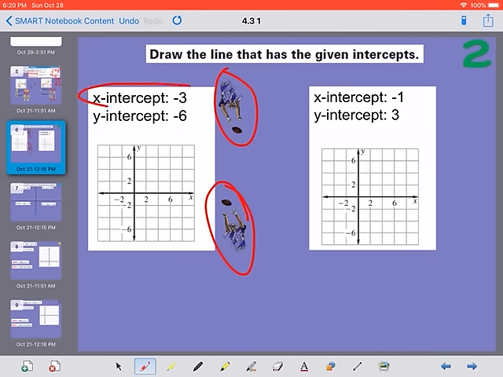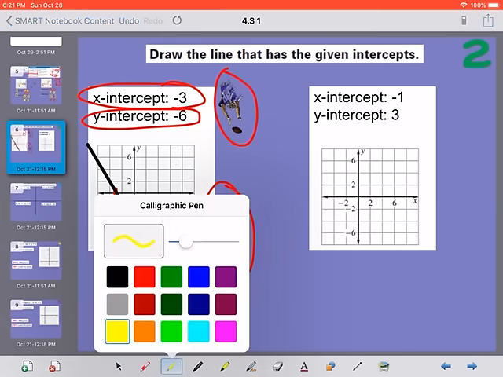So our x-intercept is -3. These go by 2, so -3 would be in the middle. And our y-intercept is -6. -2, -4, -6 is right there. So we're just going to connect those. Do a better job than I did there of drawing your line through your points.